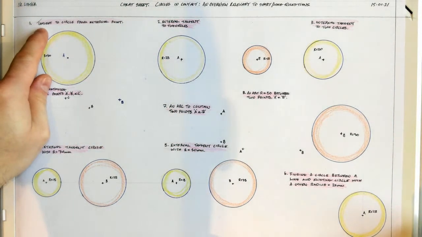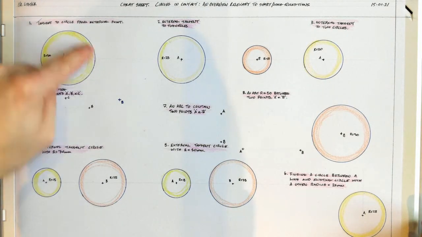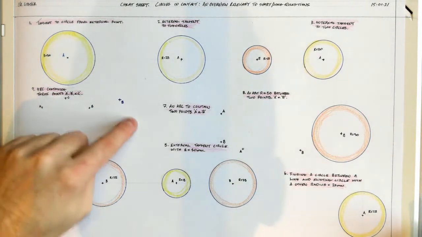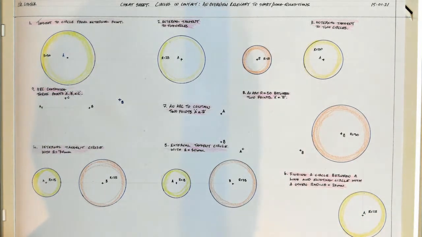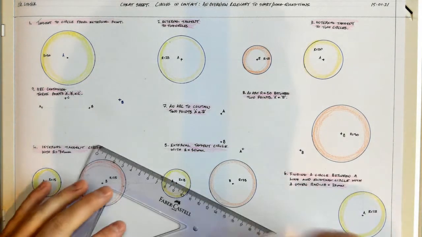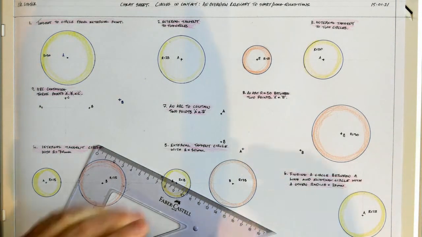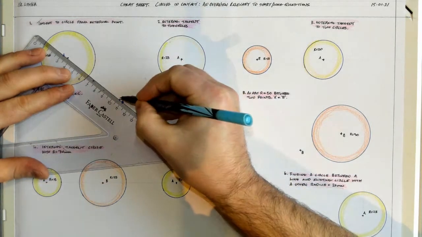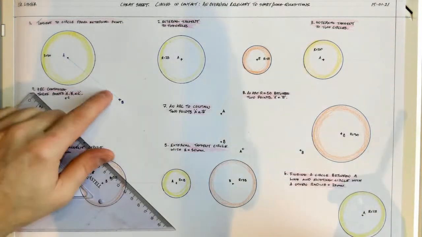Here we have number 1, tangent to a circle from an external point. So we have a circle here, A, and an external point here, B. How do we draw the tangent? Do we just line B up with the edge of the circle? Well, we could, but that won't do us any good when it comes to getting marks in the exam. So what we do is connect the external point B to the center of the circle, like so.